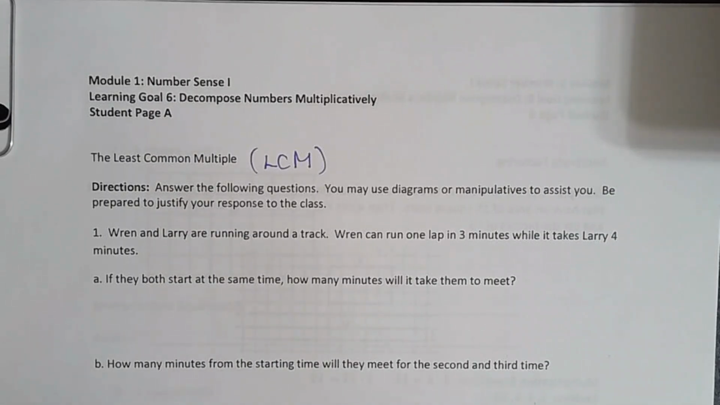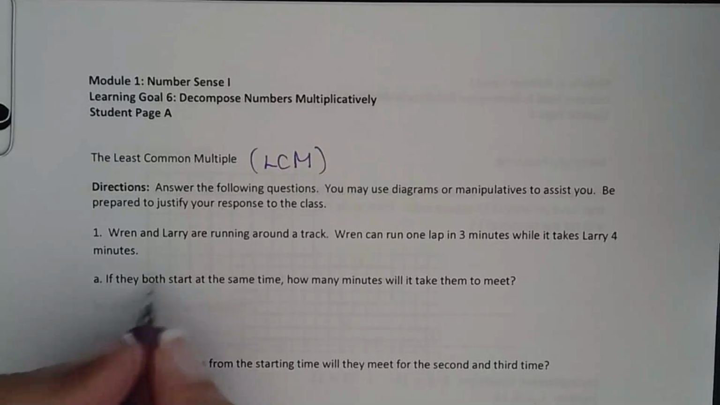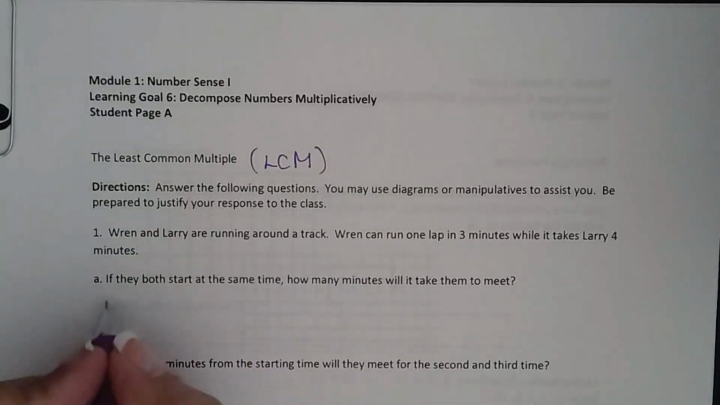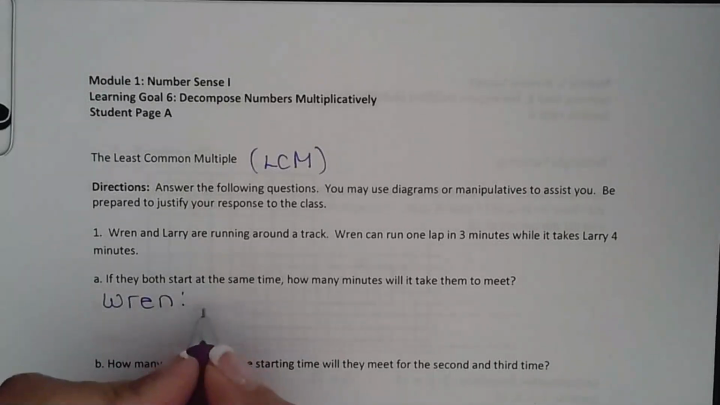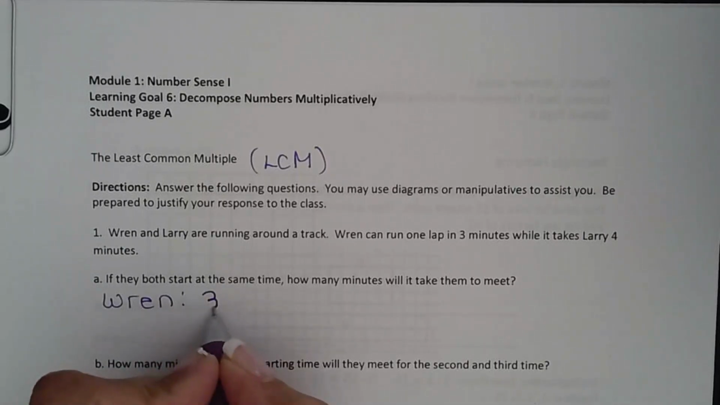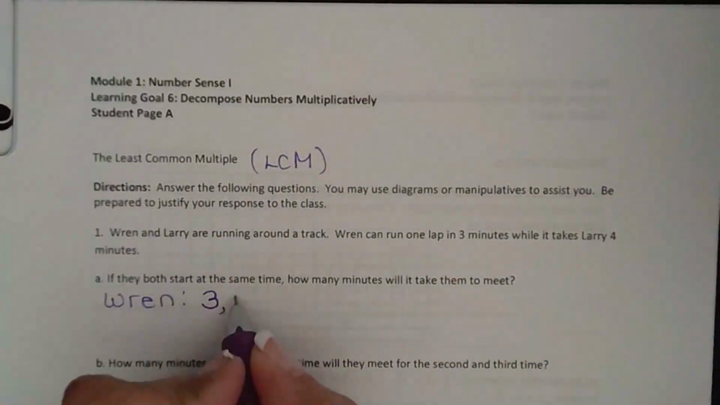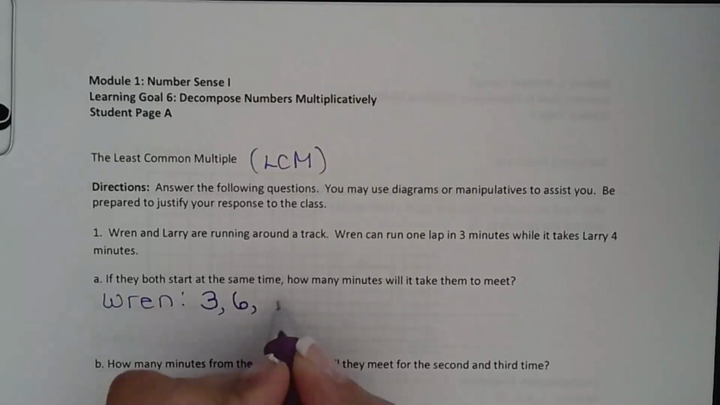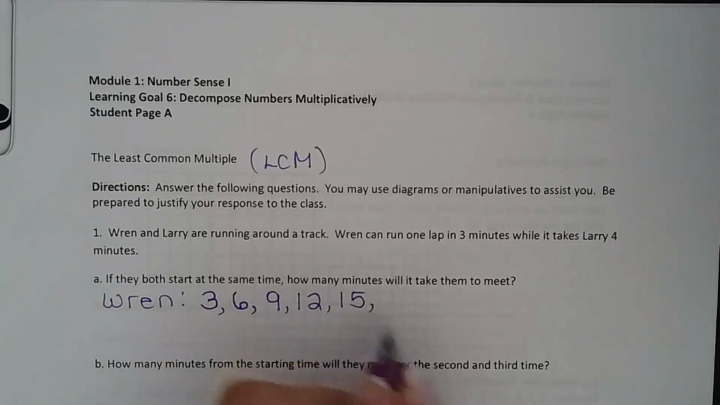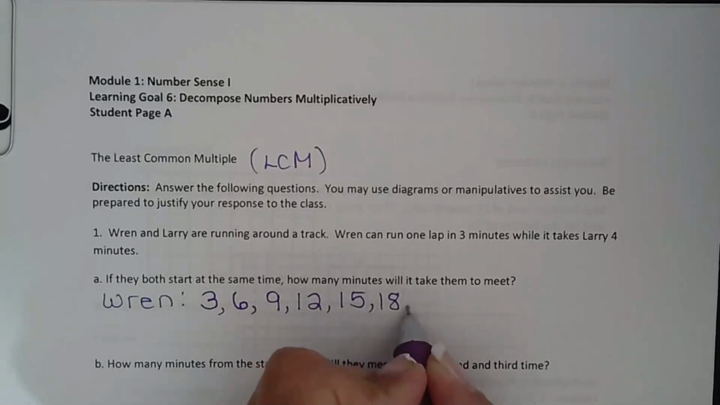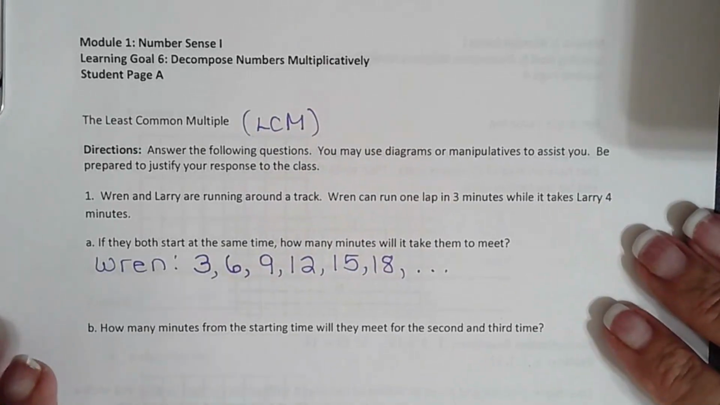Back at the beginning. So Larry, well, let's see, which one's which? So Ren is 3 minutes. So Ren will be at the start at 0 minutes, of course. Then she'll be at the start again at 3 minutes, because it takes her 3 minutes to run a lap. Then she'll be at the start again after 6 minutes, and 9, and 12, and 15, and 18. So every 3 minutes she will be at the beginning where they began running.